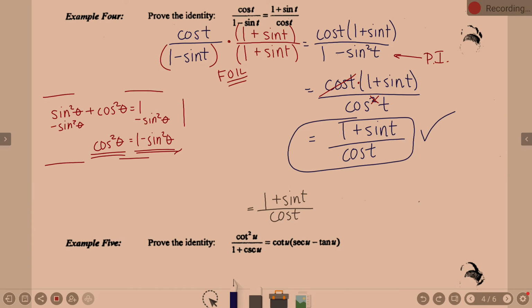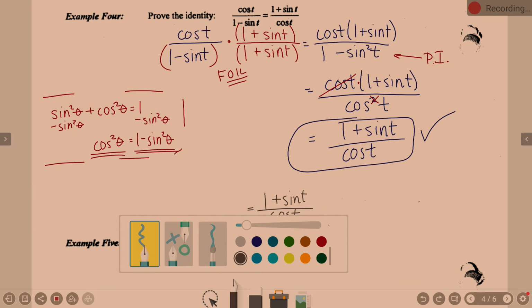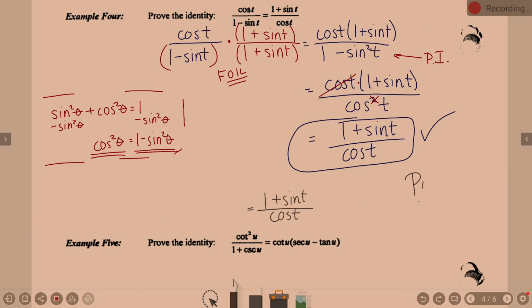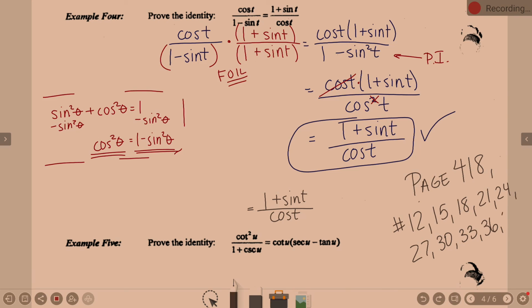Now, before I forget, I'm going to put it in here. Your homework is on page 418. Up on the board, I have written 12 through 39 multiples of 3. Count with me. 12, 15, 18, 21, 24, 27, 30, 33, 36, and 39. So no excuses to come in having done a wrong problem. Right? I'm trying to prevent it.